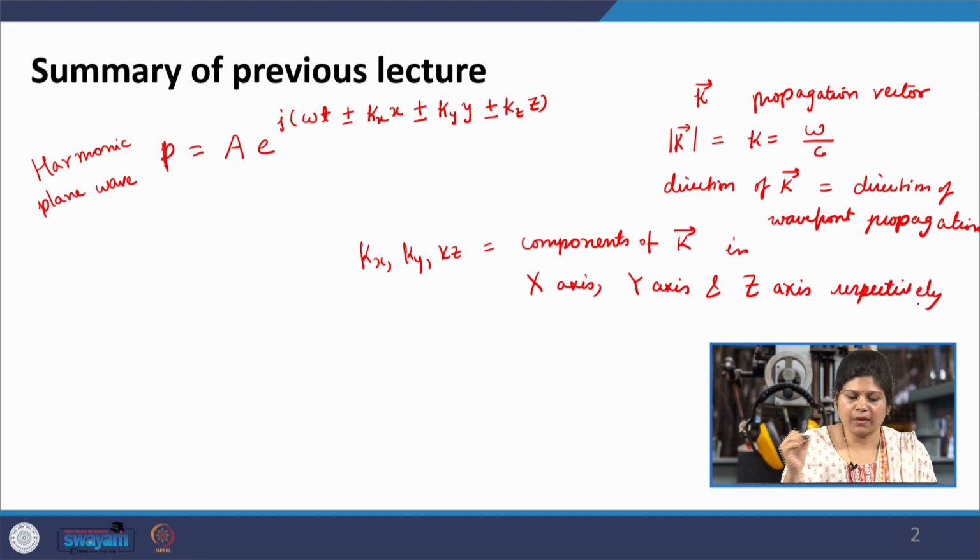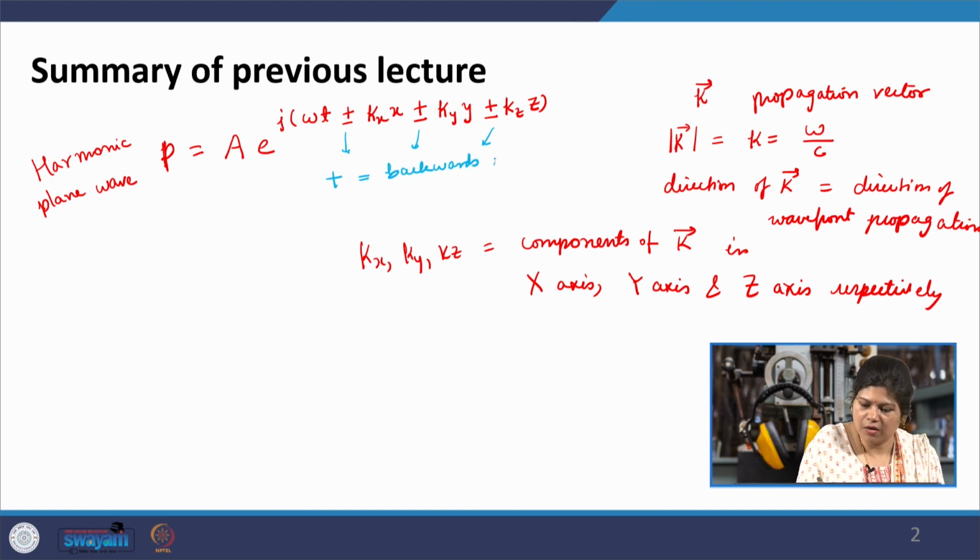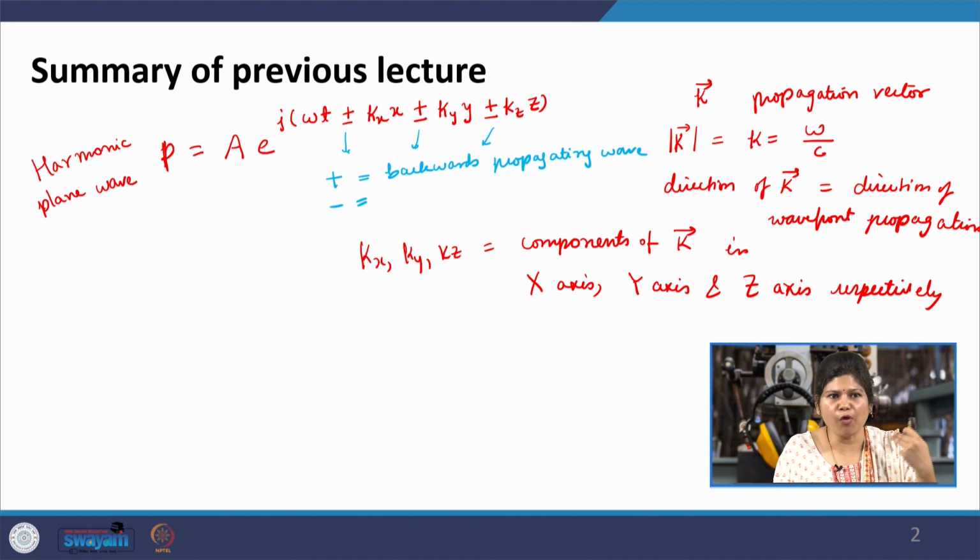So, this is the generic equation, and in all these equations, if it is a plus sign, it means a backwards propagating wave, and if it is a minus sign, it means a wave propagating in the forward direction, which means it is propagating in the positive axis direction, the forward propagating wave.